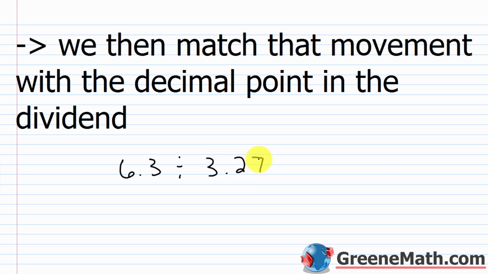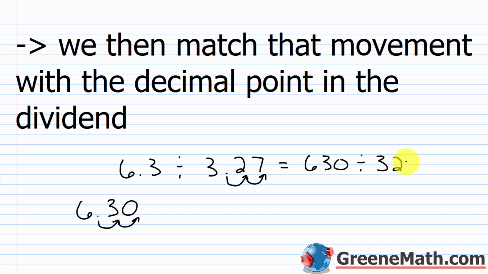What I want to do is start out with my divisor. Remember, that's the number you're dividing by. And I want to make it into a whole number. So I'm going to move this decimal point 2 places to the right. I just have to match that movement in my dividend. So for 6.3, I'm going to put a 0 behind the 3, and I'm going to move this 2 places to the right as well. So I'm basically turning this into the division problem, 630 divided by 327.